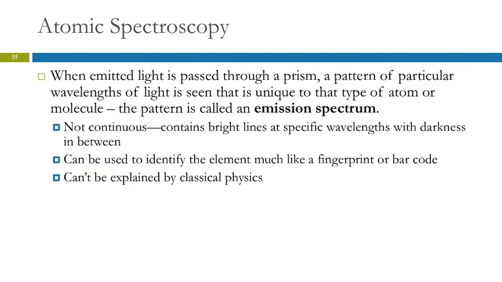If we take the light from one of those element lamps and pass it through a prism, instead of seeing a rainbow of colors, we see a series of lines, a pattern of lines that's unique to that kind of atom or element, and it's called an emission spectrum. It's almost like a fingerprint. Classical physics cannot explain this, but quantum mechanics can.